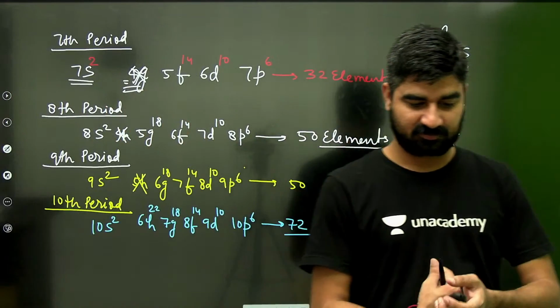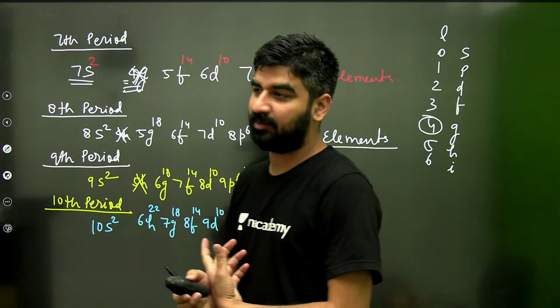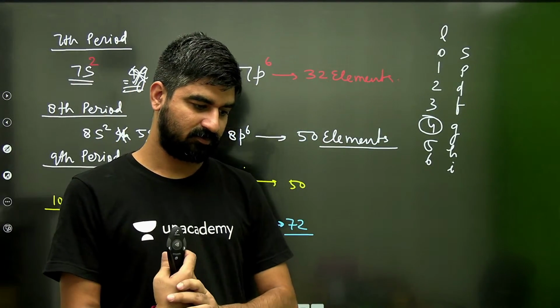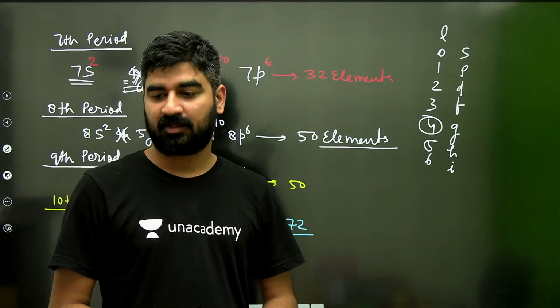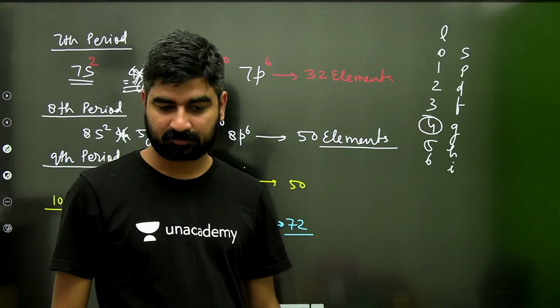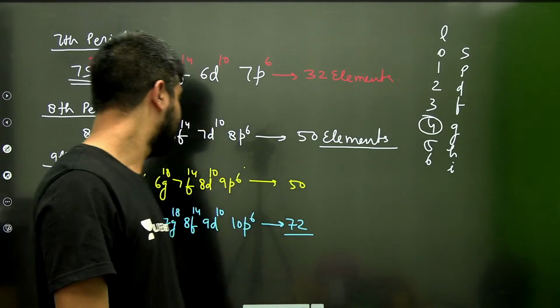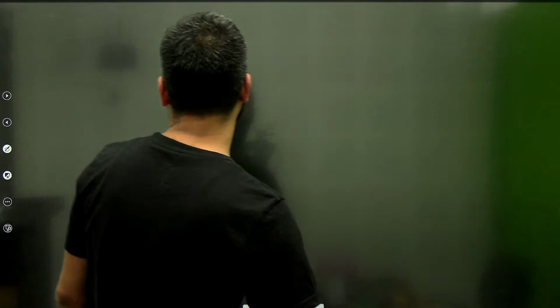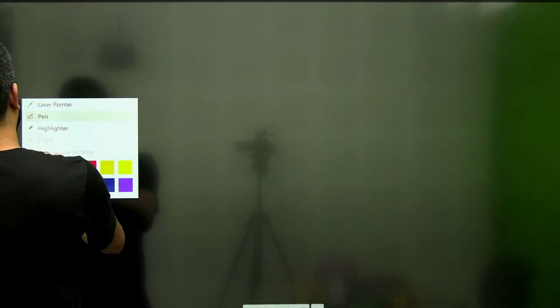Okay, tell me now. Any doubt? So now let's move, guys. What is the importance of this periodic table which I have told you? The number of elements. So let me make the periodic table here.